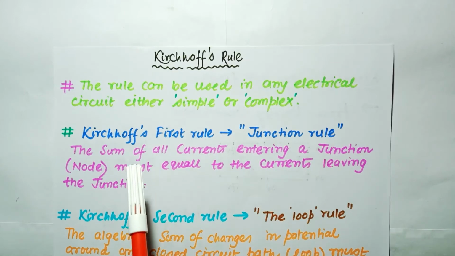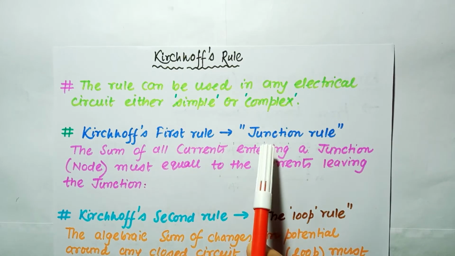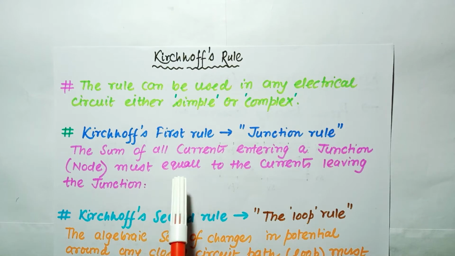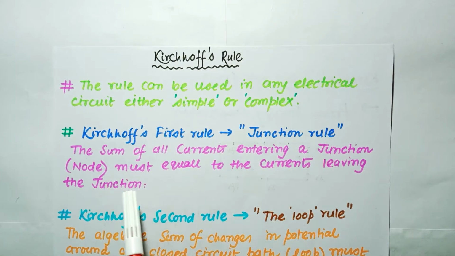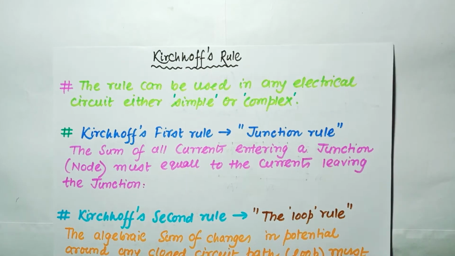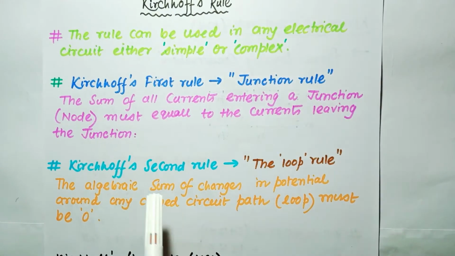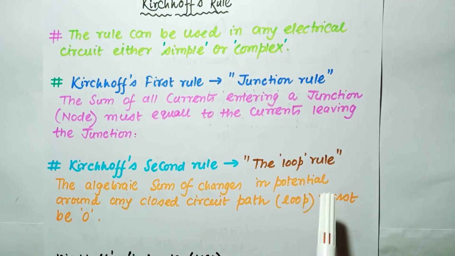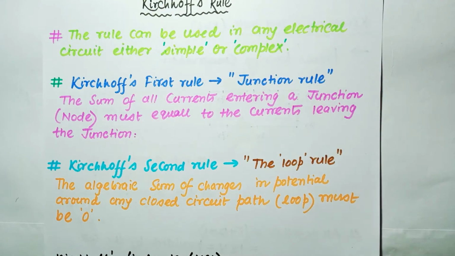So what is Kirchhoff's first rule? It is also called the junction rule. The sum of all the currents entering a junction, which can sometimes be called a node, must equal the currents leaving the junction. And Kirchhoff's second rule, what does it state? It is also called the loop rule. The algebraic sum of the changes in potential around any closed circuit path, sometimes called a loop, must be 0. Now we will discuss details on these two rules.